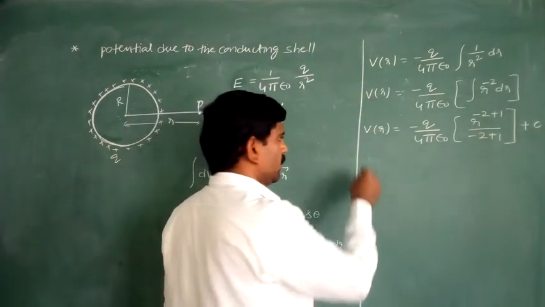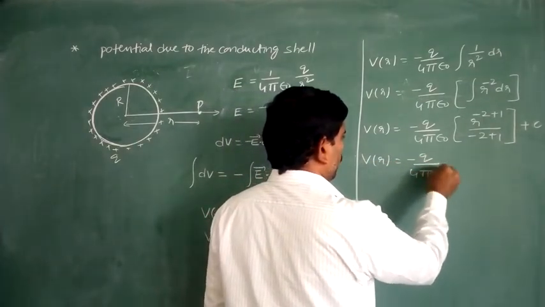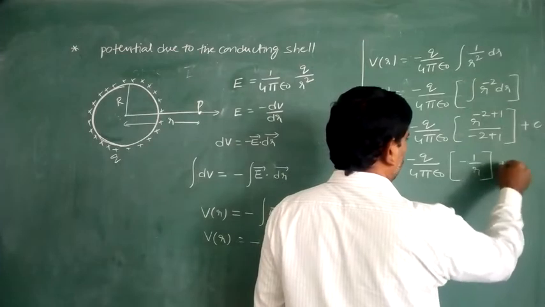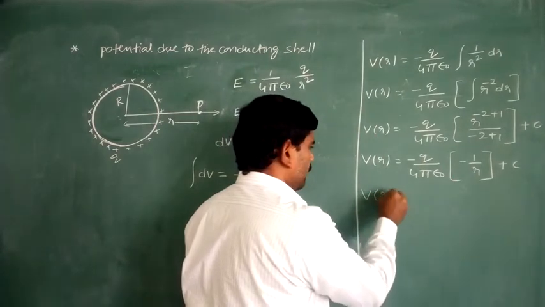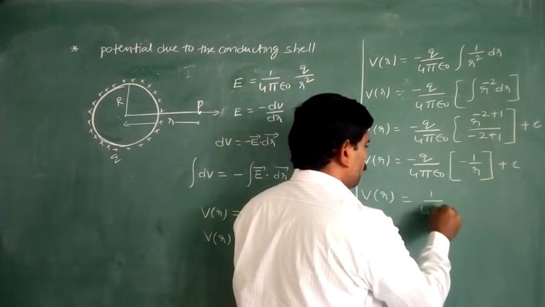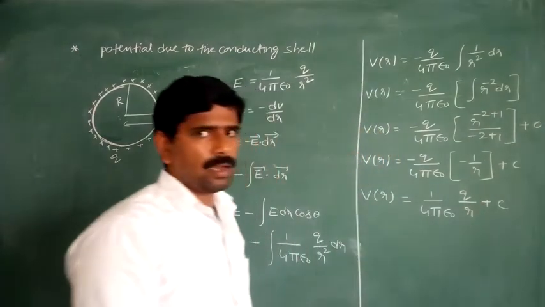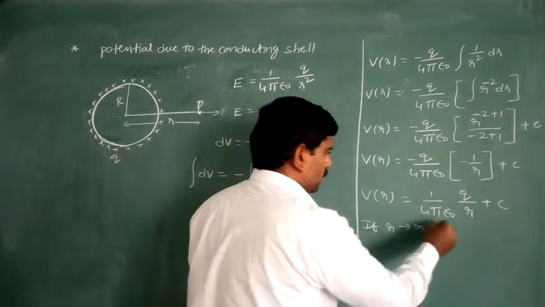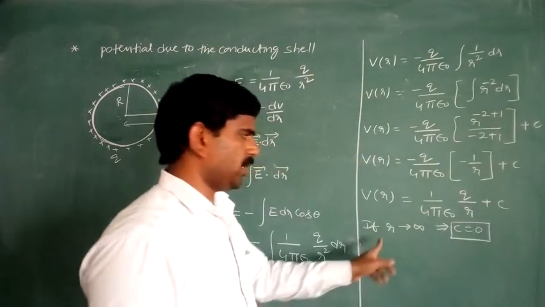Integration constant c. Therefore, V of r is equal to minus q by 4 pi epsilon naught into minus 1 by r plus c. Minus of minus is plus, therefore potential at a distance of r meters from the center of the shell is equal to 1 by 4 pi epsilon naught into q by r plus c. If you observe, if r tends to infinity, c becomes 0.